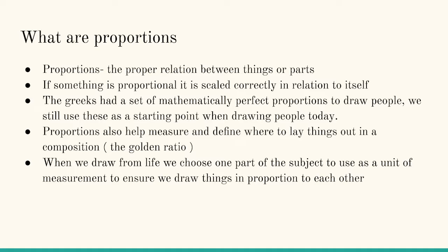Proportions also help us measure and define where to lay things out in a composition. We talked about composition last time. The proportions help us if we're making our own composition. We can use the golden ratio to know where to put things, or just to know how far in to map things out when looking at an image and trying to replicate it, which is how we start learning to draw. We draw from reference, and we draw from life, and we try and recreate it to the best of our ability, and then we work on stylization and coming up with our own ideas and working without a reference after years and years of practice.